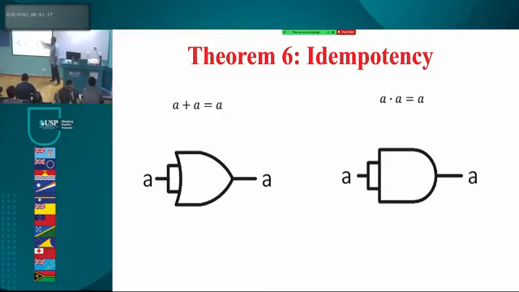Okay, now, in this case the inputs are tied together. So if A is 0, both the inputs become 0. 0 and 0 will give you 0, which is same as the input. If A is 1, both the inputs become 1. 1 and 1 will become 1. So the input is equal to output. So A and A will always give you A, or A or A will always give you A. So that's idempotency.